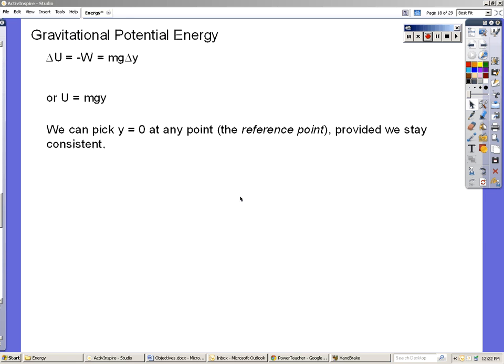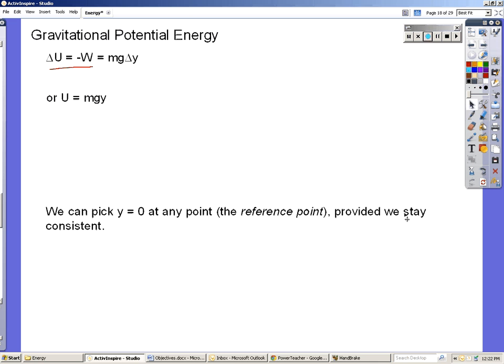Now, gravitational potential energy is going to be given by the general formula for potential energy, which is the negative of the work done by the force. And if we look at gravity, we have, let's say, some object moving from level y1 up to a higher level y2.